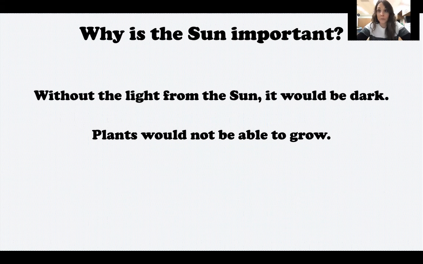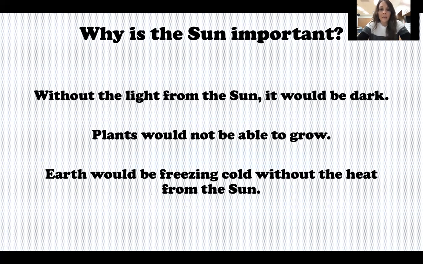Plants would not be able to grow. Plants use the sun's energy in order to make their own food and to be able to grow. And plants are very important to us because they give us clean air to breathe and food to eat. So without the sun, we would not have clean air to breathe or food to eat. And without the sun, Earth would be freezing cold because again, the sun is our main source of heat.